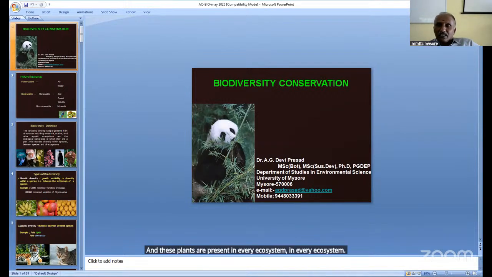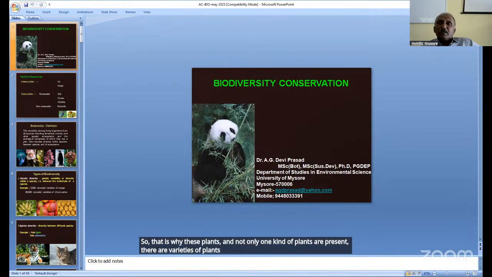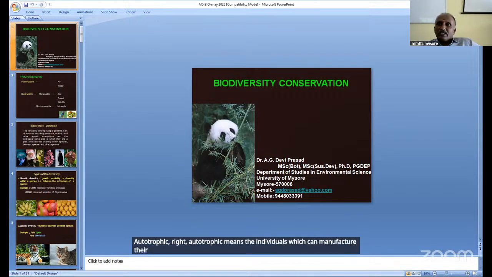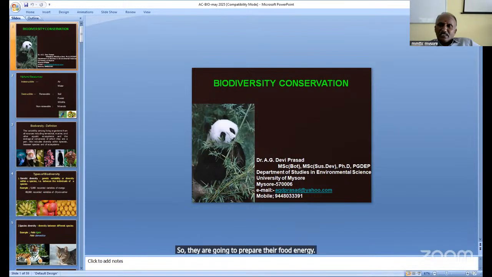And not only one kind of plant is present; there are varieties of plants in aquatic ecosystems, terrestrial ecosystems, etc. There are varieties of these autotrophs. Autotroph means the individuals which can manufacture their own food material. They prepare their food energy, and that is how the ecosystem is functioning.